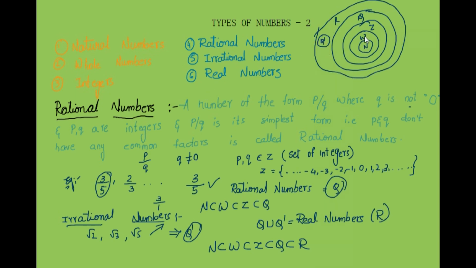Natural numbers are a subset of whole numbers. Whole numbers are a subset of integers. Integers are a subset of rational numbers. Rational numbers are a subset of real numbers. Natural numbers are represented by N, whole numbers by W, integers by Z, rational numbers by Q, real numbers by R and irrational numbers by Q dash.